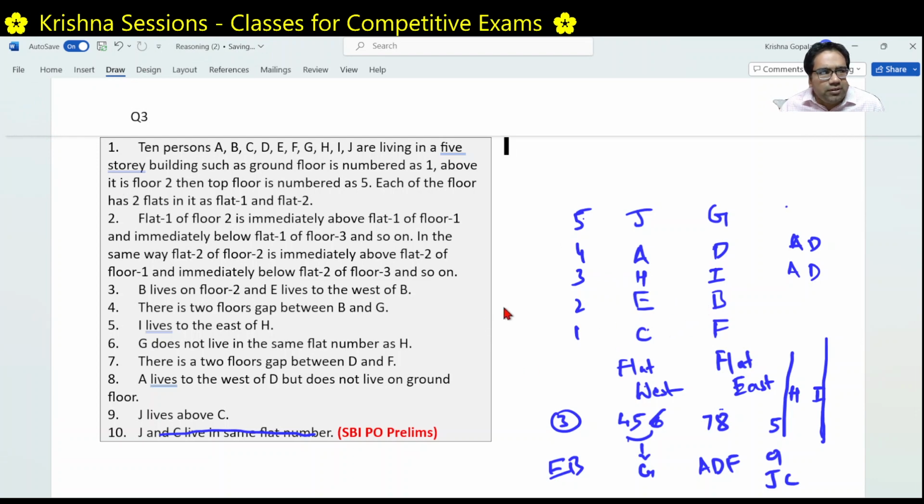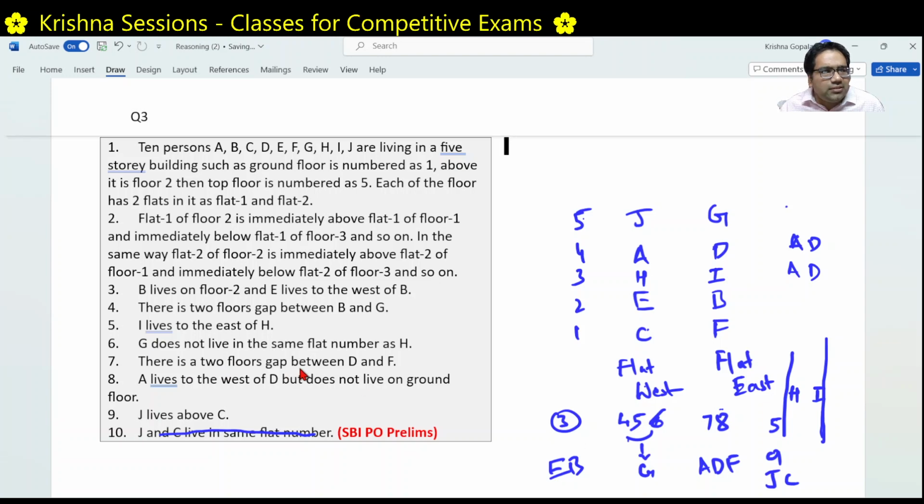Right. Then what we have done, we have taken 4, 5, 6, the two floor gap between B and G. That means G has to be in this floor only. And at the same time, G has to be on the fifth floor. Then 5 and 6: I lives to the east of H, and G is not above H. So G has to be above I. G has to be on the east side, so we have fixed this as G. Right, with these 4, 5, 6 conditions, we have taken G.